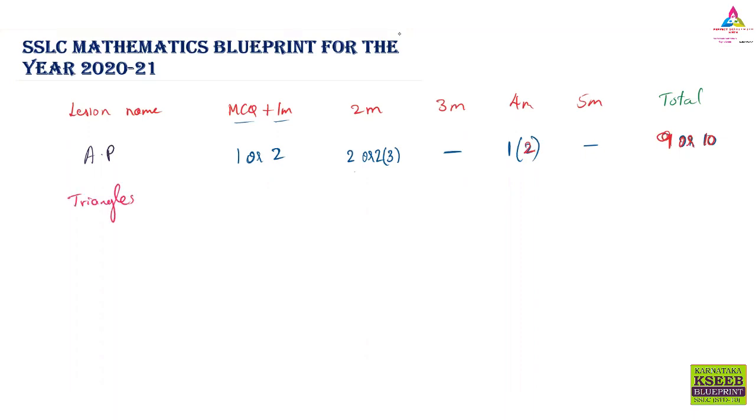Triangles: in that, the multiple choice question is only 1. You are going to have only 1 multiple choice question. There will be no 2 marks question, no 3 marks question, and no 4 marks question. So directly there will be only 1 question for 5 marks. So the total marks here will be 6. Remember, the total will be 6 because there will be no 4 marks, 3 marks or 2 marks question. Directly it will be a 5 marks question.